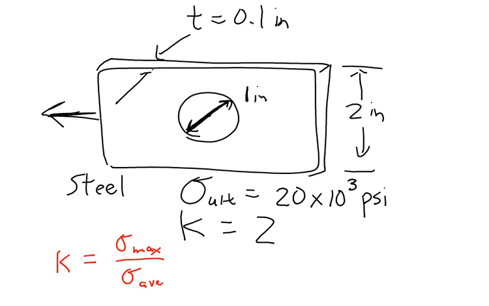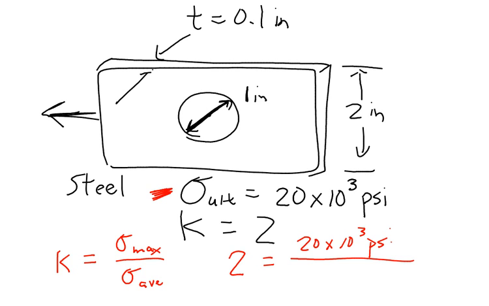Sigma max is the absolute largest stress that you're going to allow in this plate, right? Which in our case, we're going to go right up to the ultimate, okay? We're going to go basically to the breaking point. So 2 is equal to 20 times 10 to the third psi, okay, over sigma average.